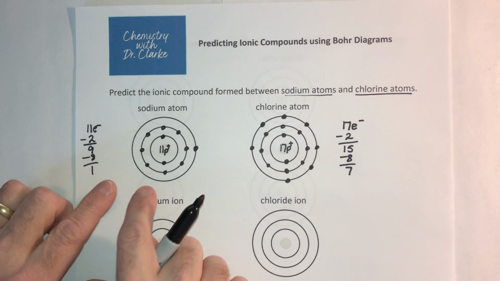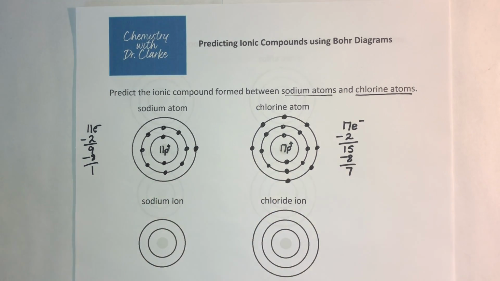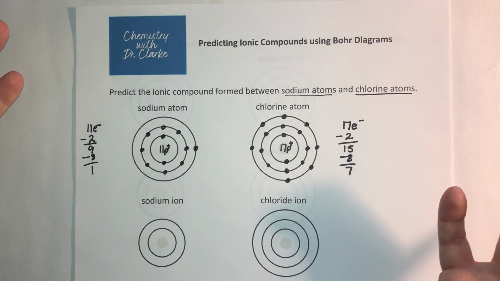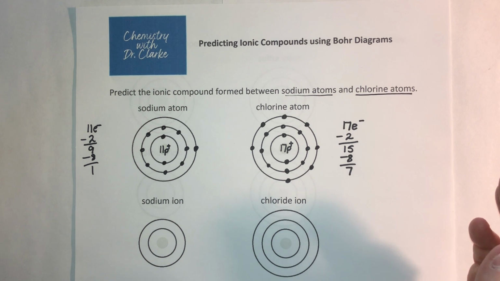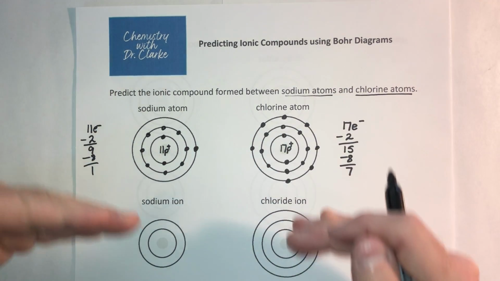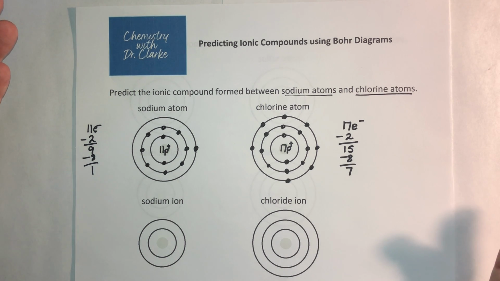So what I've got now is a Bohr diagram for my sodium atom and a Bohr diagram for my chlorine atom. Neither one of these is particularly stable. There is a video on how you form ions based on their number of valence electrons, and what I'm going to do next is based on that video. So when I do this next step, if you find that it's still a little confusing, you should go back and look at the video that talks about predicting ions and ionic charges based on valence electrons.